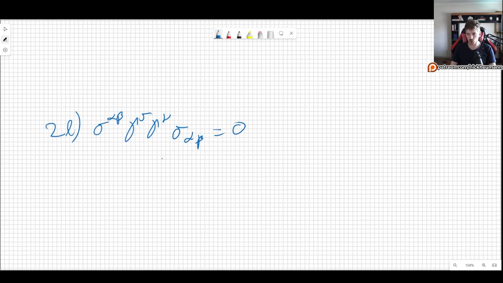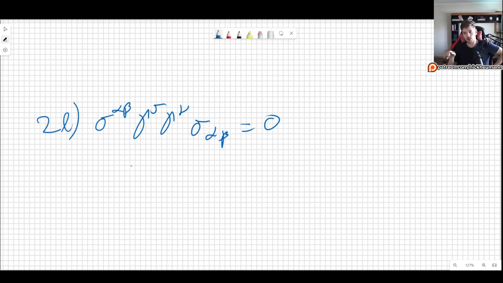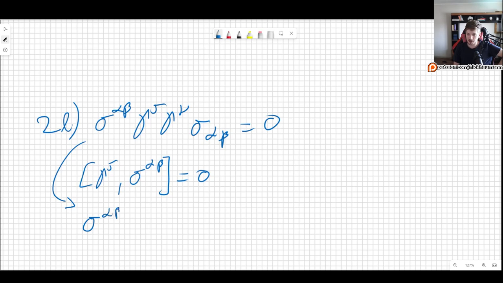So I guess the easiest way of going about this is noticing first that gamma 5 and the sigmas commute, right? We saw that at the beginning of this problem. So alpha and beta commute, not anti-commute, but regular commute. That means we can rewrite this expression as sigma alpha beta, but with gamma 5 in front: gamma 5 sigma alpha beta, and then gamma mu sigma alpha beta. Now, if only we had an expression for what happens when we have a gamma sandwiched between sigmas. Well, actually, we do. We know that this is 0. So 0. There we go.